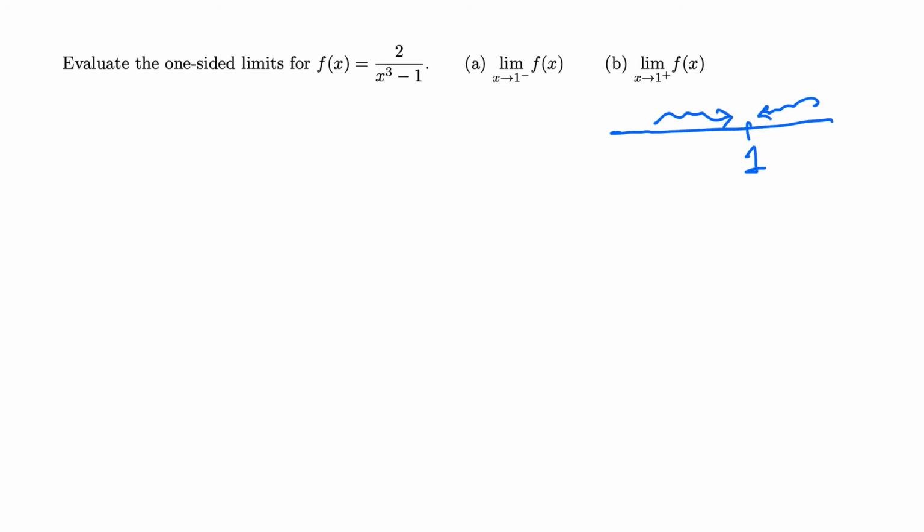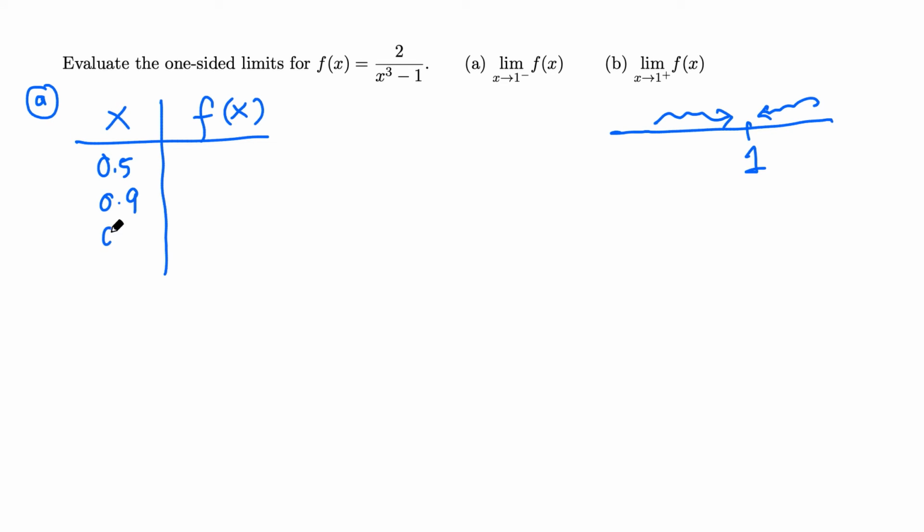So I'm going to work with a table here. So x and 2 over x cubed minus 1, the function. So for part A, I'm going to take numbers close to 1 from the left. So I'm going to take 0.5, go closer to 1, 0.9, even closer, 0.99, 0.999. Okay, we designed these numbers approaching 1 from the left side.